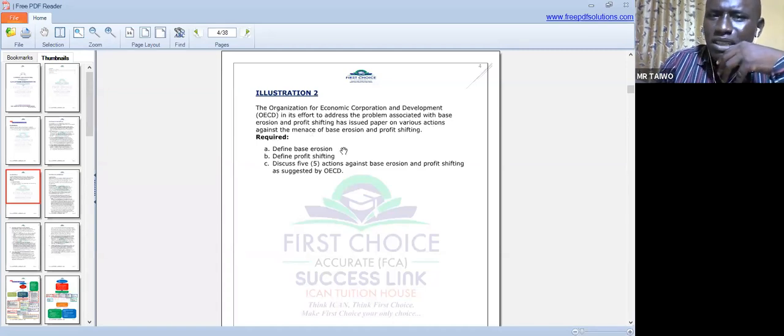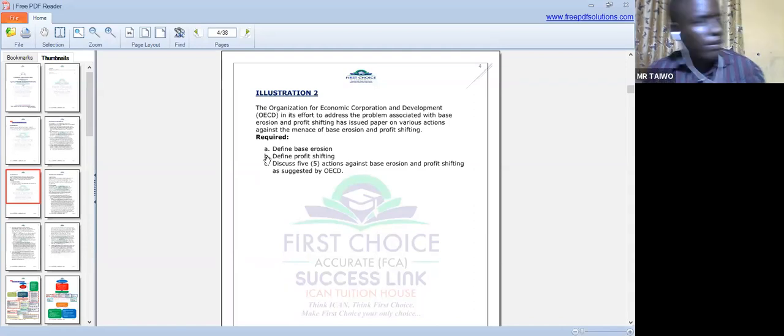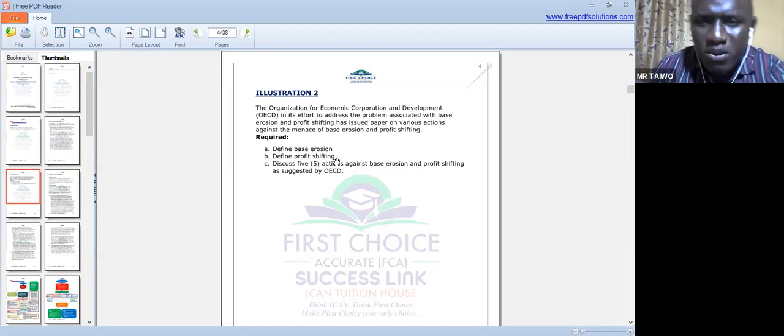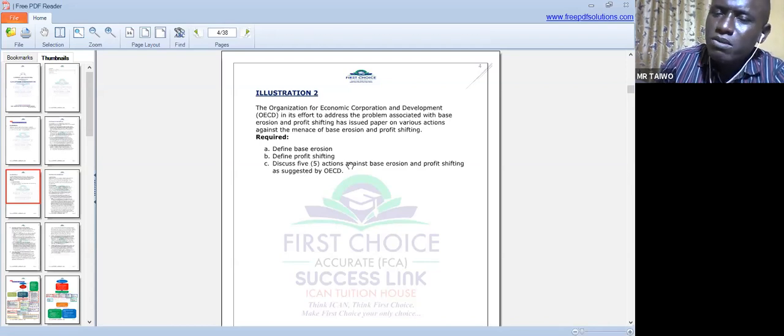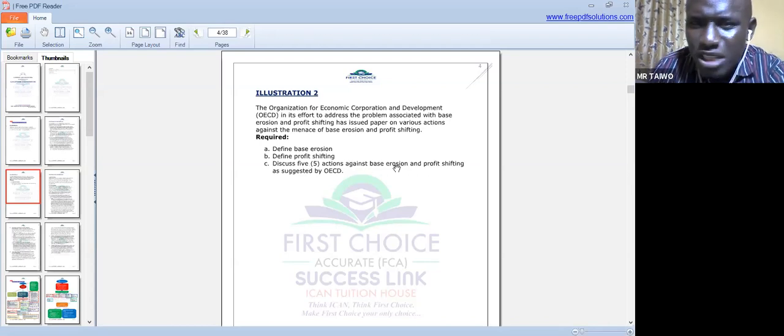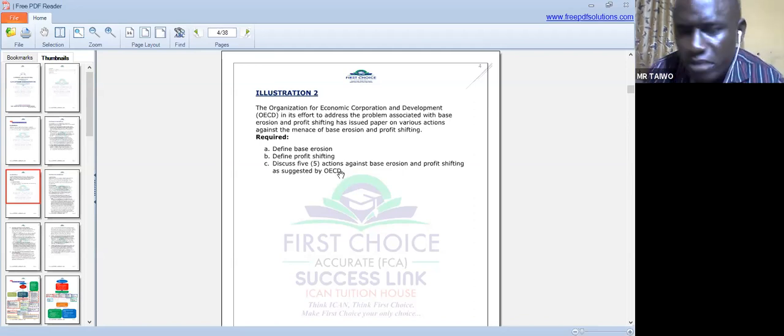Required: 1, define base erosion. I've explained that. 2, define profit shifting. I've explained that. 3, discuss 5 actions against base erosion and profit shifting as suggested by the Organization for Economic Cooperation and Development.